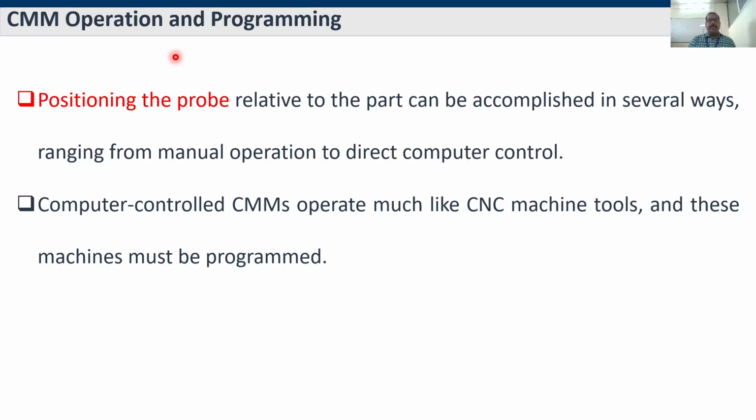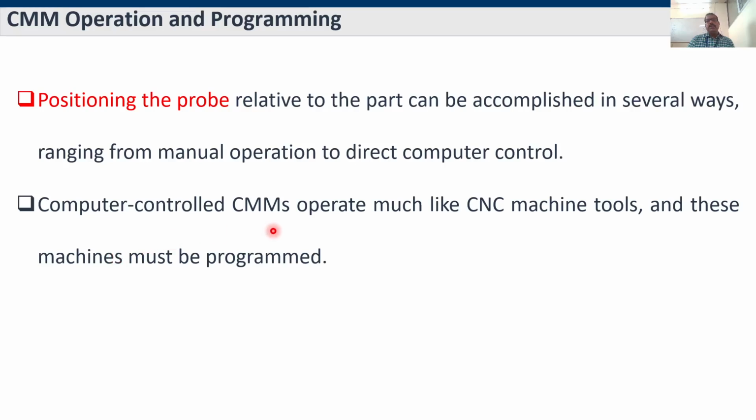Like I said, this CMM is also considered a modern industrial robot. In an industrial robot also, we have various methods to control it, starting with manual to computer controlled. Similarly, in a CMM, positioning the probe is very important. We can position the probe through manual operation or direct computer control. We'll explain this in detail in the coming slides.